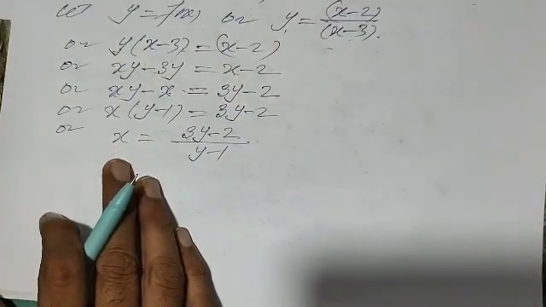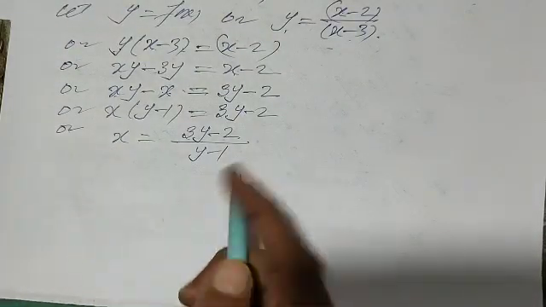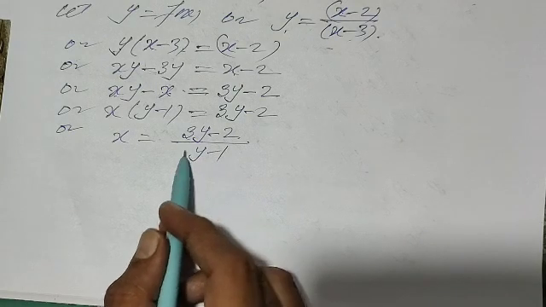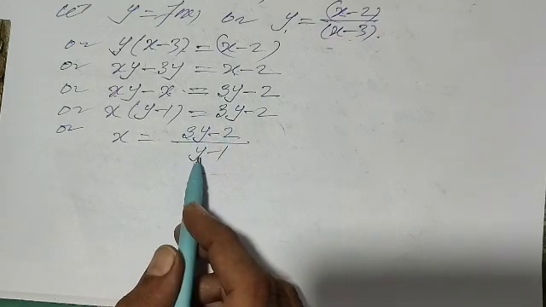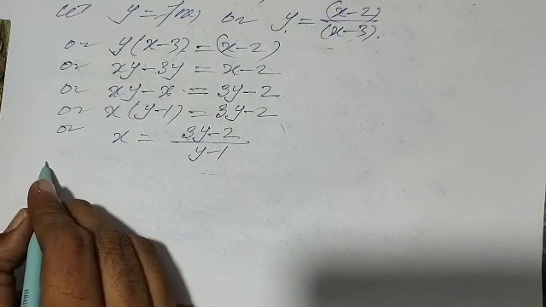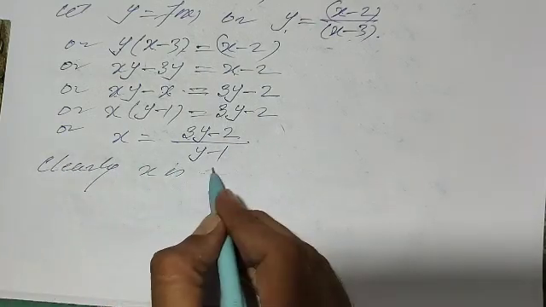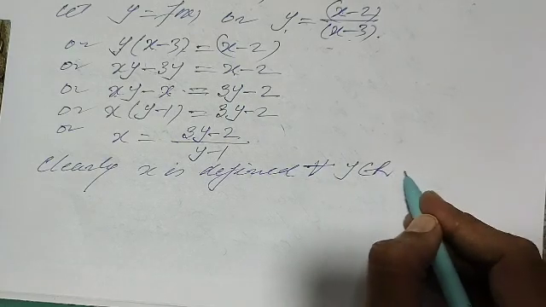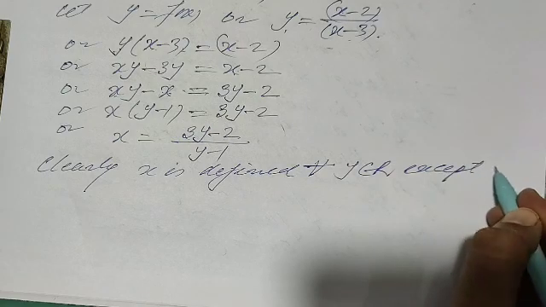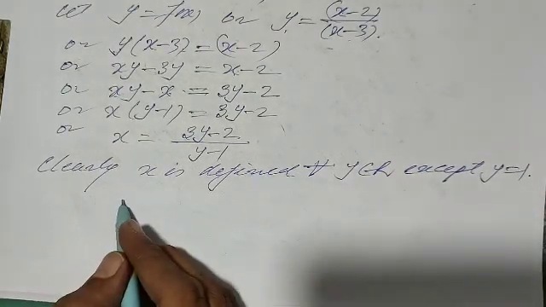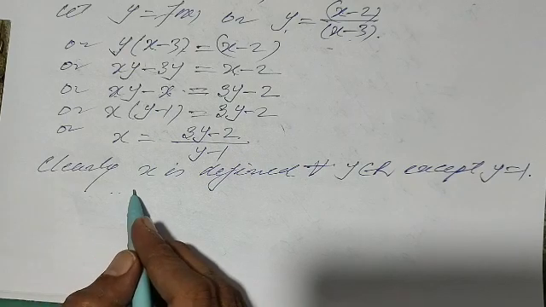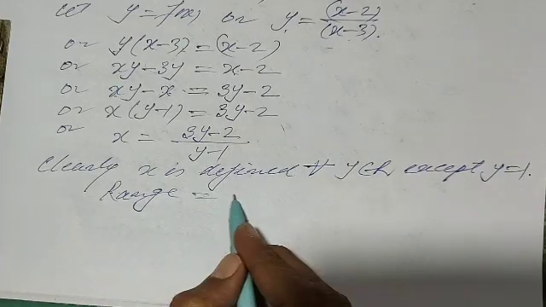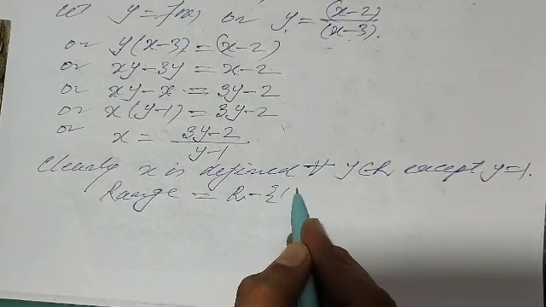Obviously x is defined for all the values of y, all the real values of y, except y is equal to 1, because for y is equal to 1, denominator becomes 0 and the value of x will be undefined. So clearly x is defined for all y belonging to R except y is equal to 1. So the possible values of y are R minus {1}, that is range. So range of the function is equal to R minus {1}.